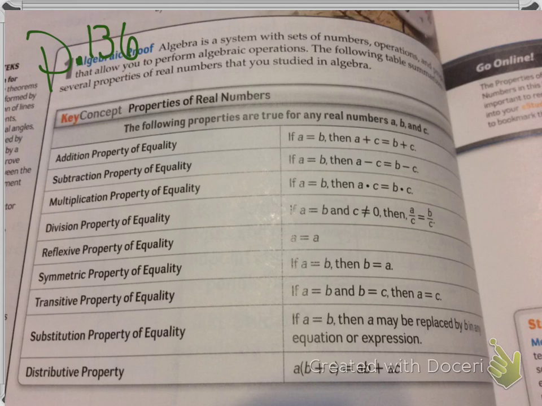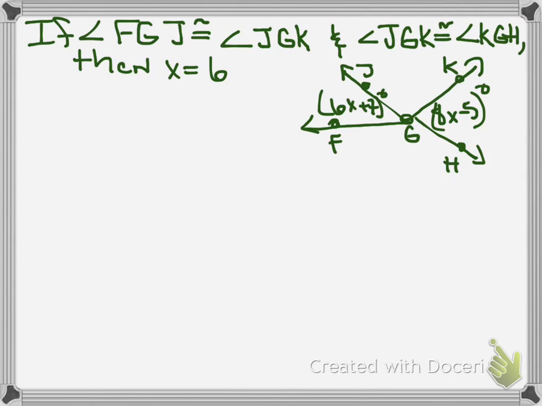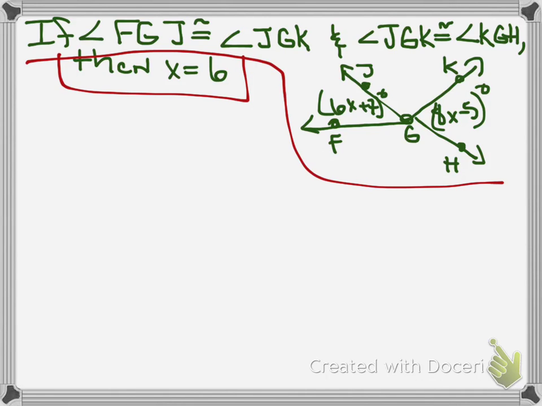On page 136, you'll see these properties about equality. These are algebraic properties that we can use to help us with geometric properties. Now, let's use that idea to help us with another proof. Here is an informal statement, and it says if angle FGJ is congruent to angle JGK, and angle JGK is congruent to angle KGH, then x must equal 6. Keep in mind that with this drawing, all of this is given, and you are trying to prove x equals 6.